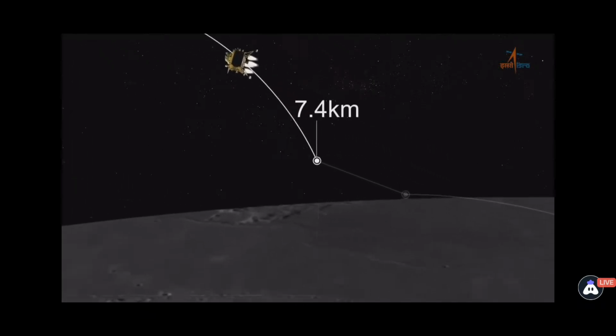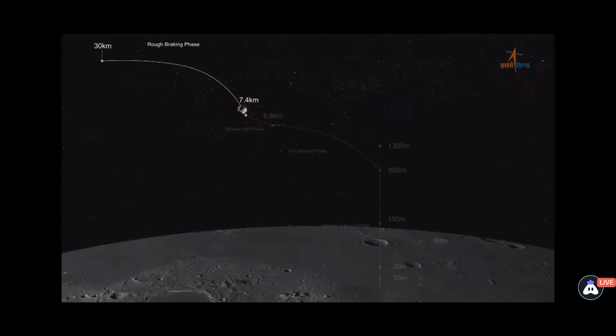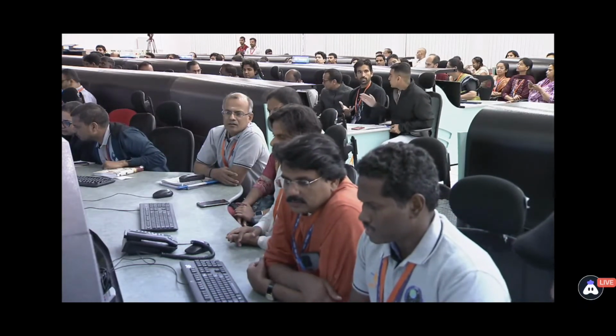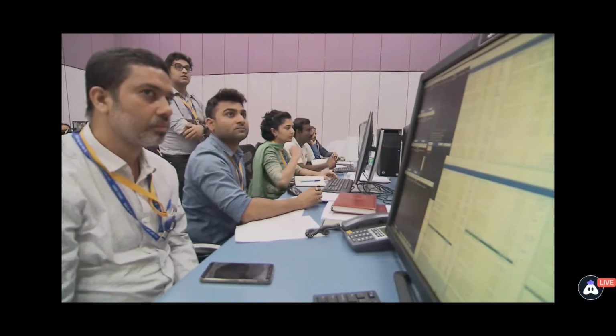During the rough braking phase, the lander velocity shall be brought down from 1680 meters per second to 358 meters per second. The altitude will be brought down from 30 kilometers to 7.4 kilometers at the end of rough braking. Currently, we can see the scientists are analyzing the lander data.